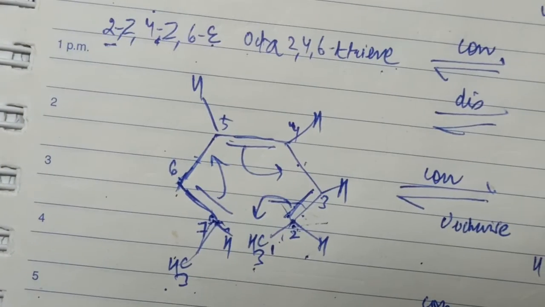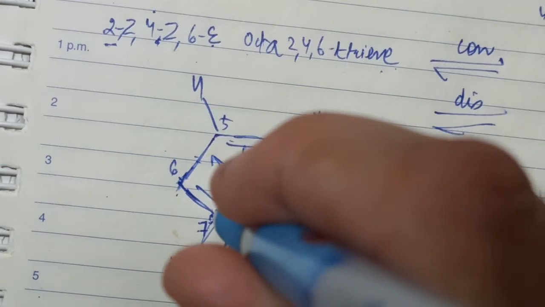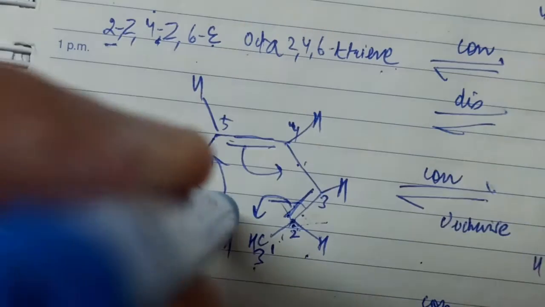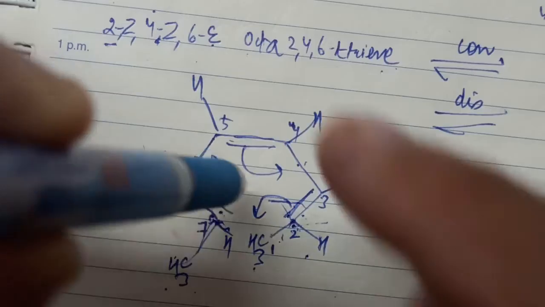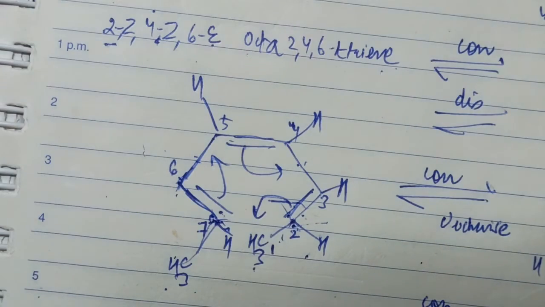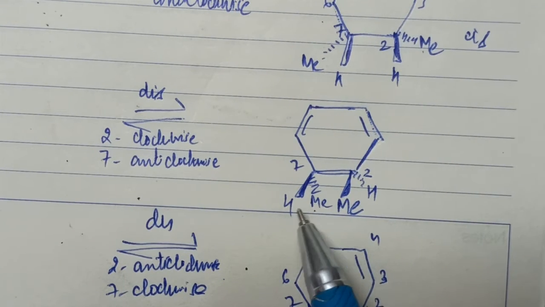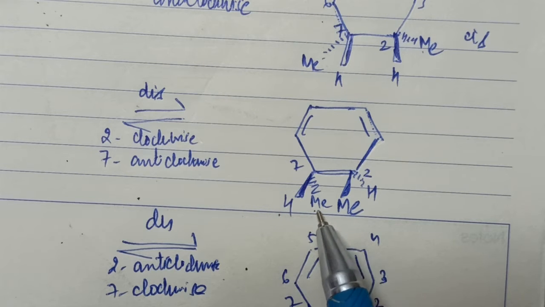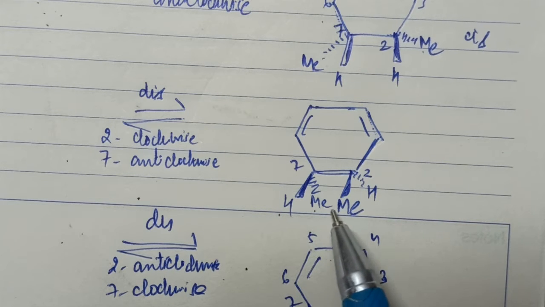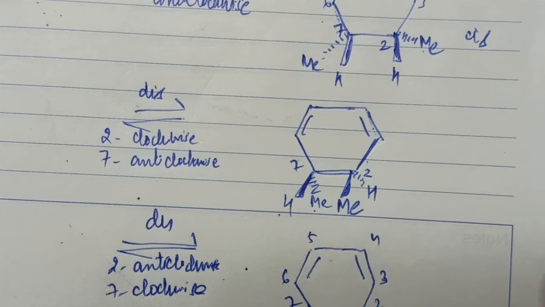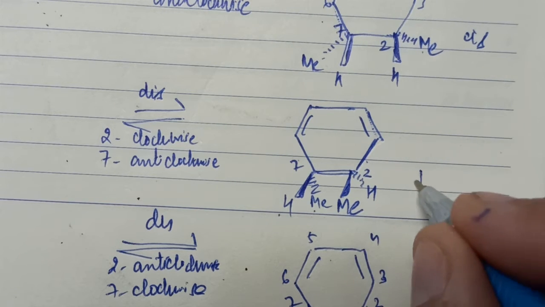Now considering the anti-clockwise direction, this seventh lobe will move like this. Once it moves like this, the substituent on the seventh is here. This will go down the plane. If this goes down the plane, that means the methyl will come here and the hydrogen will come here. That means the geometrical relationship between the two substituents on the second and seventh carbon atoms would be what? Trans.